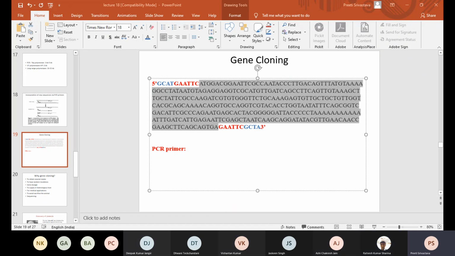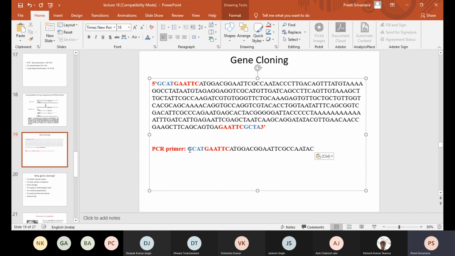Okay. So therefore, when we design the PCR primer, we will have to add these sequences as well. And therefore these primers become longer in length. So for example, the forward primer will be having this whole extra sequence, followed by the EcoR1 site, followed by this.